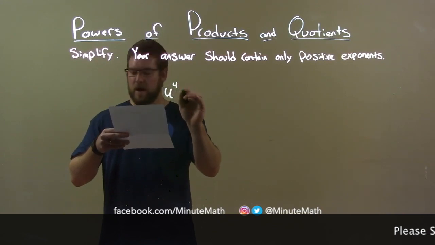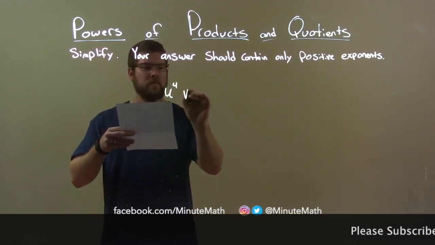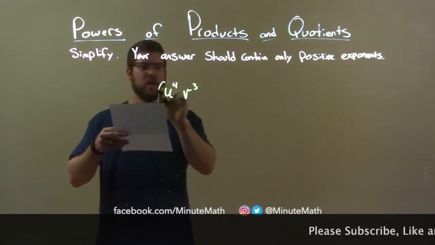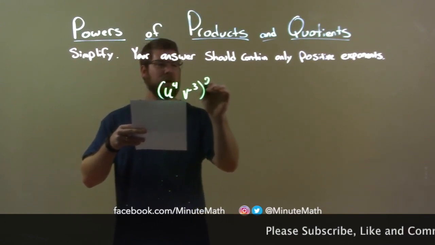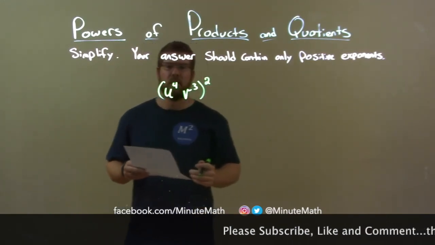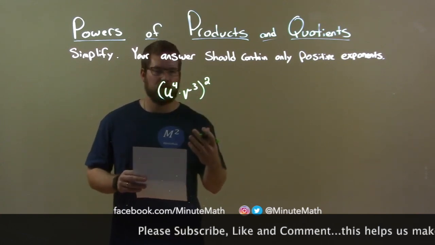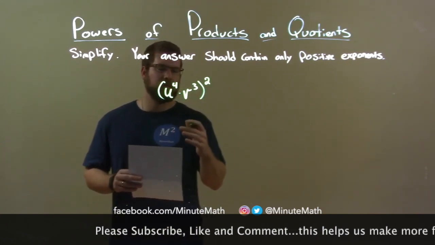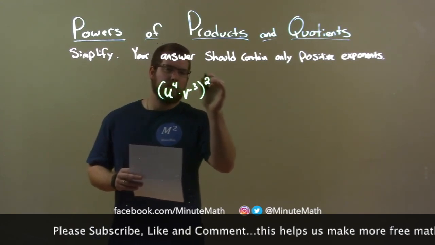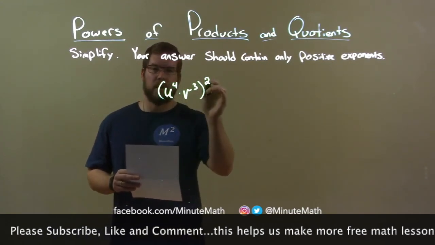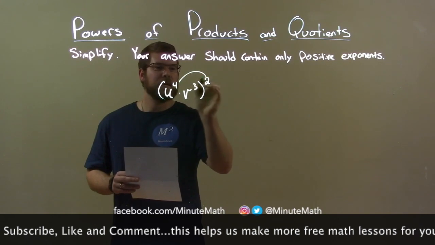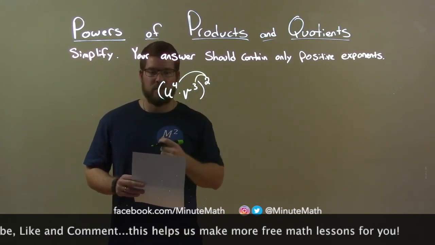u to the 4th power times v to the 3rd power, and all this is raised to the 2nd power. Alright? Well, we know u to the 4th and v to the 3rd are separated by multiplication. To distribute this and simplify, we take the exponent on the outside of the parenthesis, power of 2, and multiply it to each exponent inside of the parenthesis.